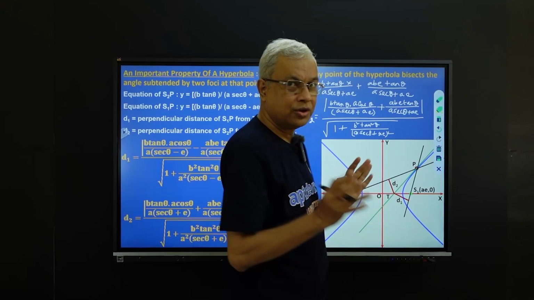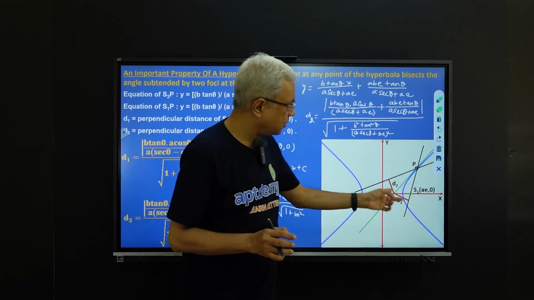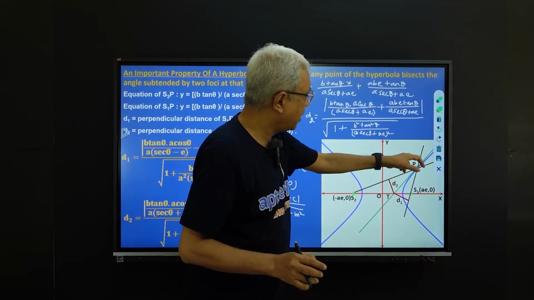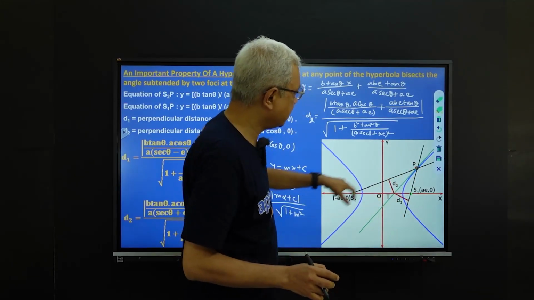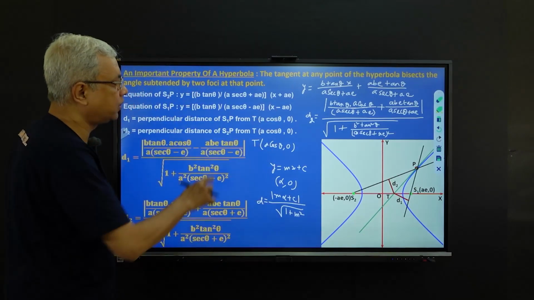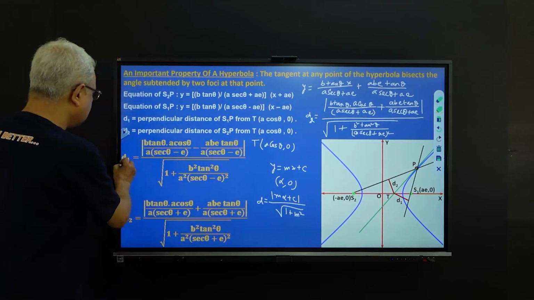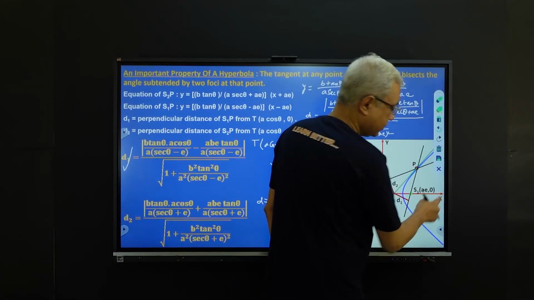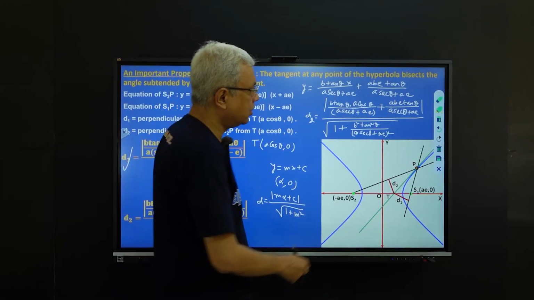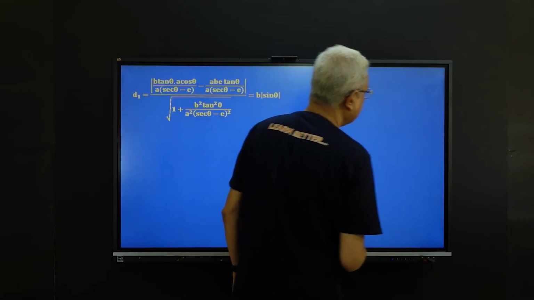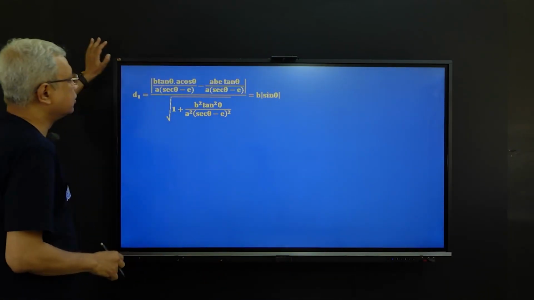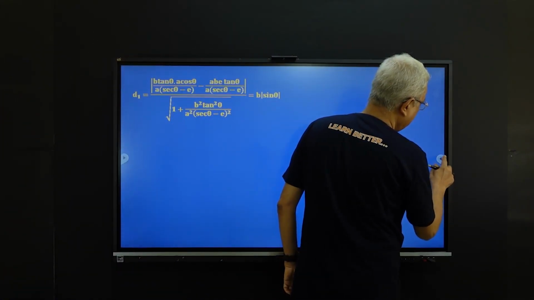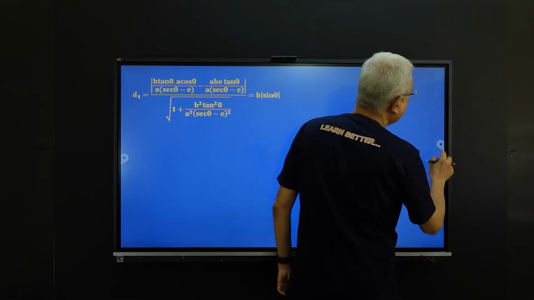So very simple. We have considered the perpendicular distances D1 and D2 dropped from T on the lines S1P and S2P respectively, and the expressions for D1 and D2 are like this. Now let us go to the next slide. This is the expression for D1, which we have already explained to you.